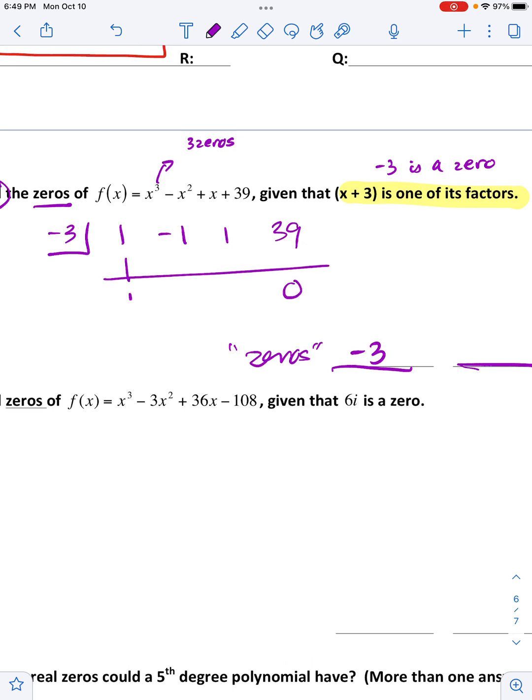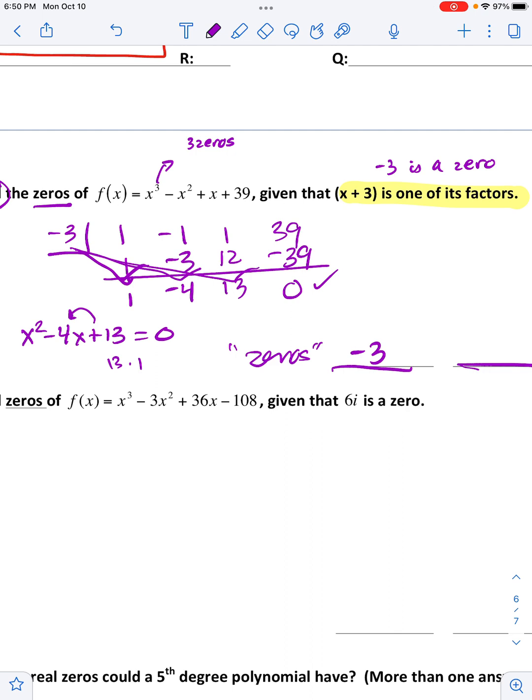So I drop my 1, I get a 1, times negative 3. I get negative 4 because I'm just adding them together, combining them. That's going to be 12. That's going to be 13. That, thankfully, is going to be negative 39, and that is going to be a 0. So I end up with x squared minus 4x plus 13 equals 0. The only factors for 13 are 13 times 1, which do not add up to 4.